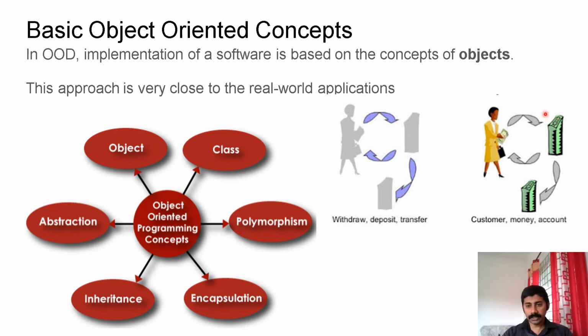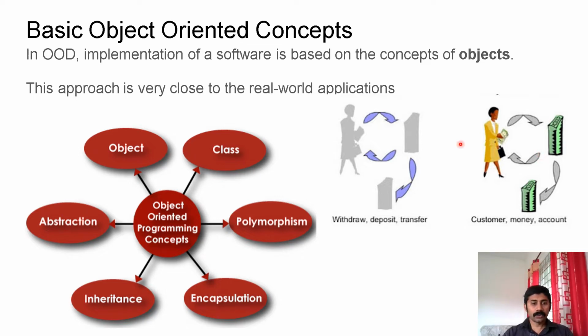In object-oriented design, instead of identifying the functions, we were trying to identify the objects involved in that problem domain. So in the banking example, customer, money, and account were the three objects we identified to model the problem.